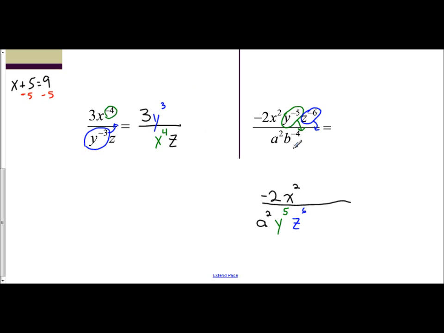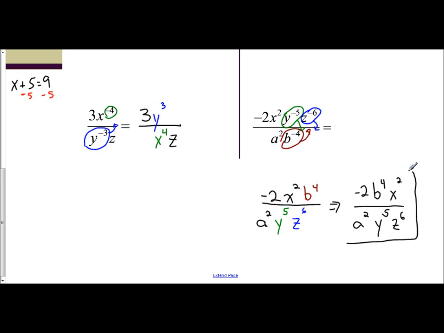I'm going to have to move it to the other side because I see a negative exponent. So I'm going to have to add it. So it becomes a b to the positive fourth on the other side. And like I said, your variables need to be in alphabetical order. So I need to rewrite this so that b to the fourth comes before the x squared. And the bottom is in alphabetical order. So I'm just going to repeat it. And so my final answer is negative 2b to the fourth x squared over a squared y to the fifth z to the sixth.